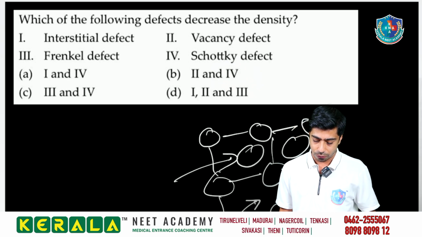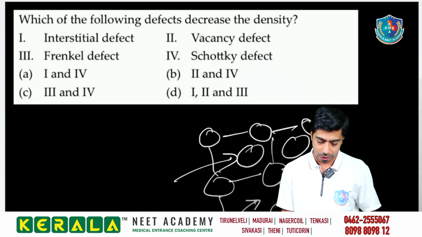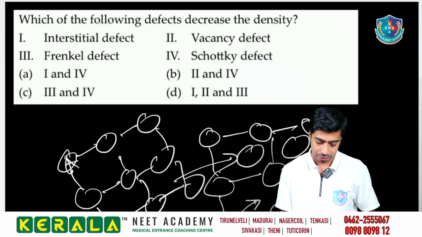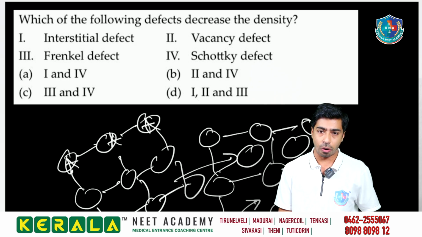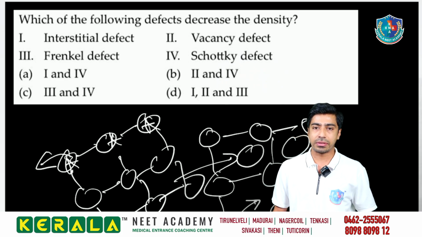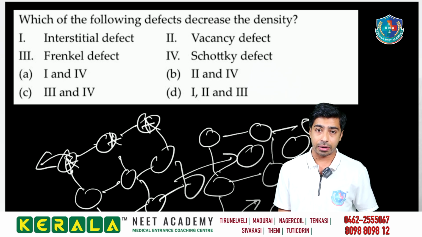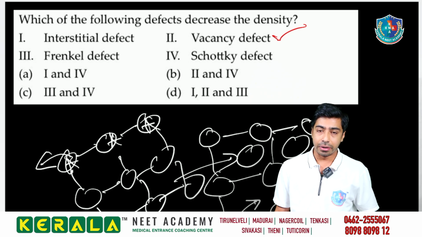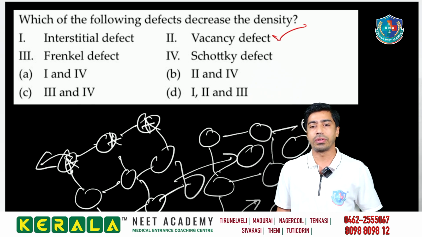Now if you take the case of vacancy defect, the second type, some of the particles will be missing from the normal lattice site. So for example, if you have particles A present in all the sites, some of the particles will be missing. So there will be a decrease in the mass. When the mass decreases and the volume remains the same, there will be a decrease in the density. So here the vacancy defect decreases the density of the substance.